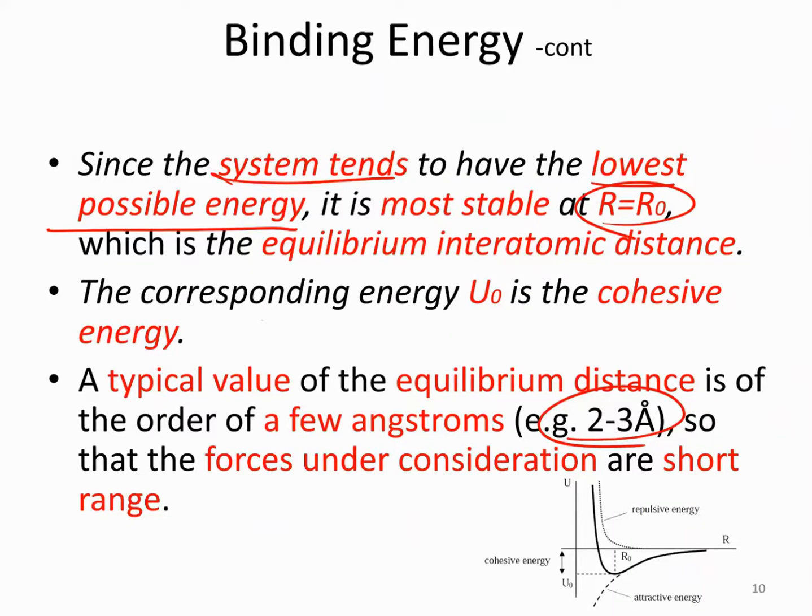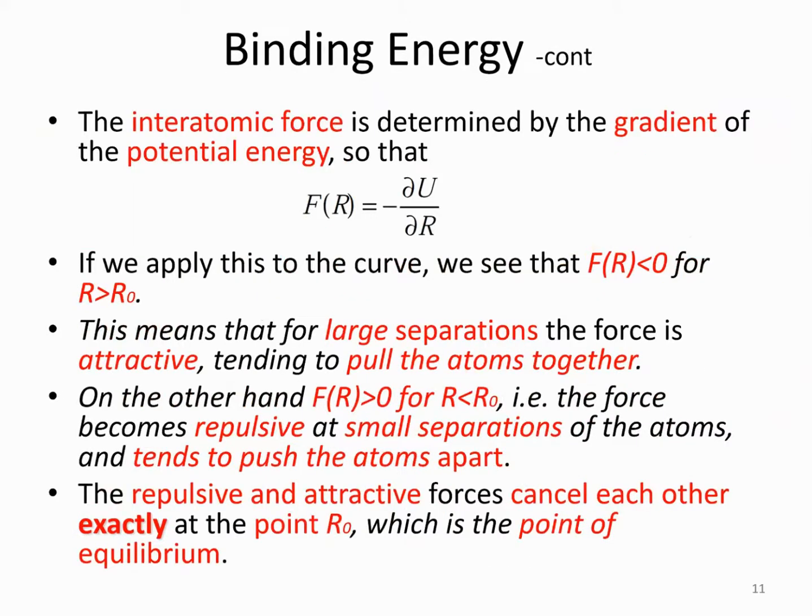Angstrom. Let's say the distance between carbon and carbon, the stable one, is 1.5. If it's inorganic, then it's around 2 to 3 angstrom. Inorganic means like metal.